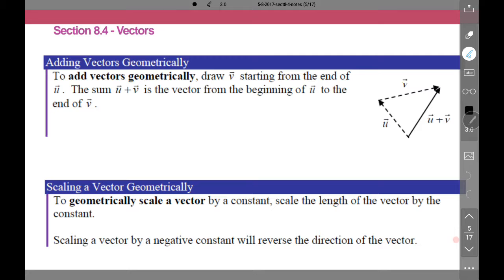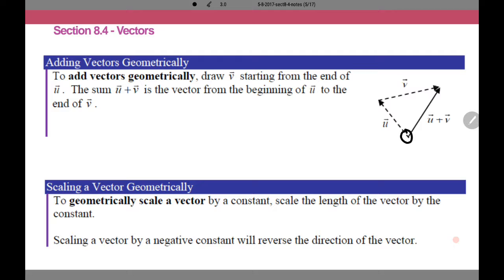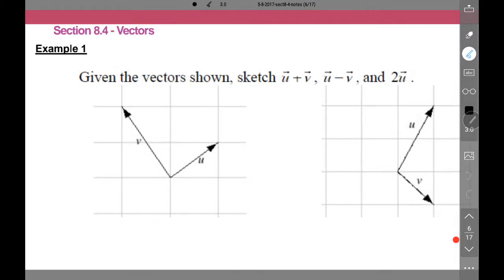So a couple things that we'll do just to kind of get a grasp of what's going on is to add vectors geometrically. We draw the two vectors that we have, and then we connect the tail of one to the tip of the second one, and that would be the sum of the two vectors. And to scale a vector, if I wanted to double vector u, I would just take the length of vector u and then multiply it. That would be doubling it. So I'm not going to have you do a lot of that graphically. I'll show you an example like that.